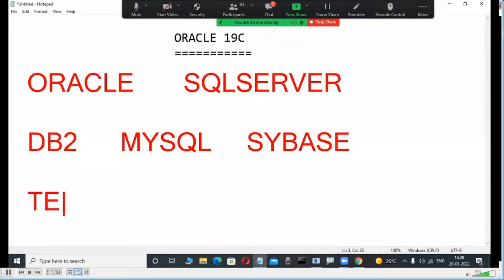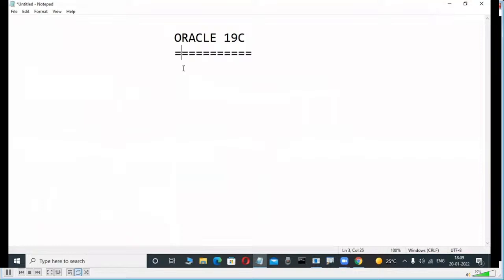Again, Teradata. Maybe so many fellows having an idea, data warehousing application programmers. Teradata is a database product from NCR Corporation. SQLite is a database product. Like this, so many database products are there from different companies. Okay? That's why Oracle is always one of the popular database products. Okay, fine.